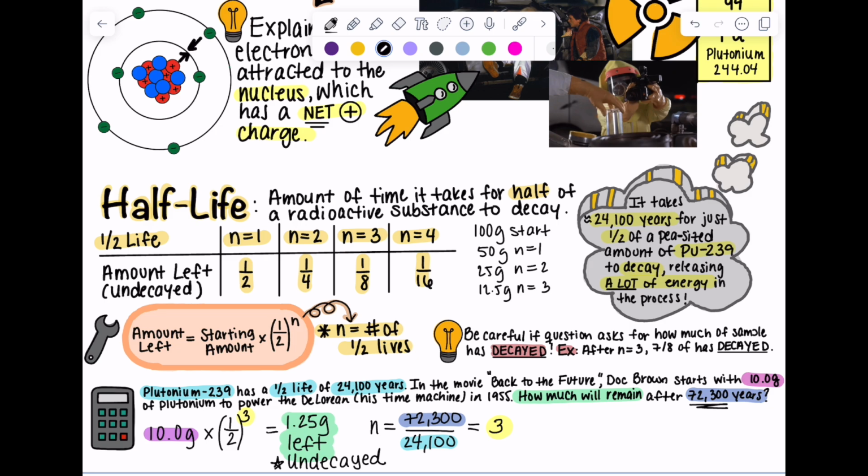To find that, all you have to do is take the amount that you initially started with, so the 10 grams, and subtract that by the amount that's left, what you just solved for, which is 1.25 grams. And you should get 8.75 grams that's been decayed. So just be super careful reading the wording of the question. The amount left and the amount decayed are not the same thing.